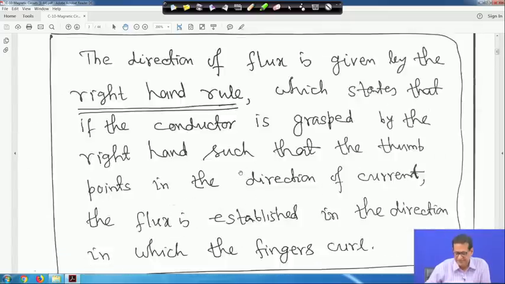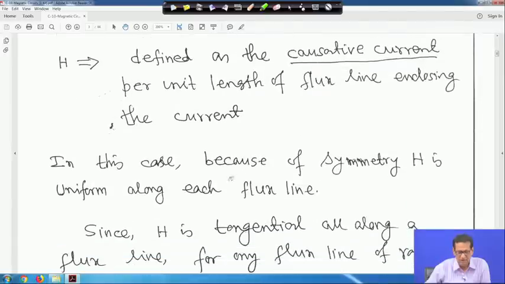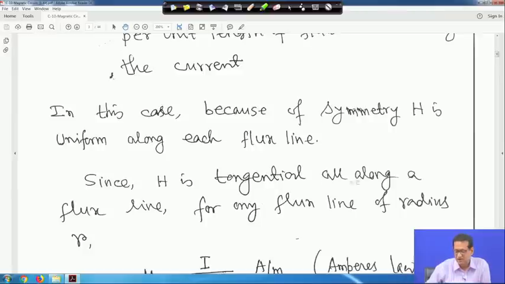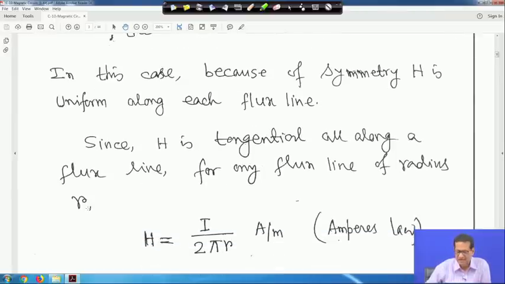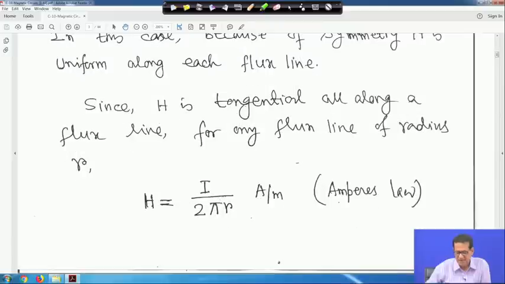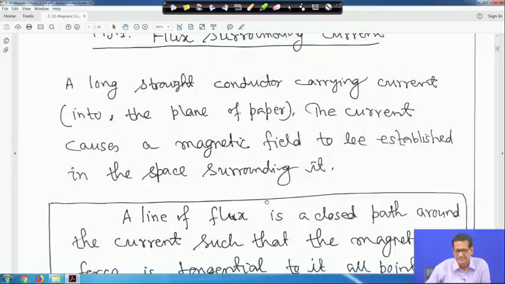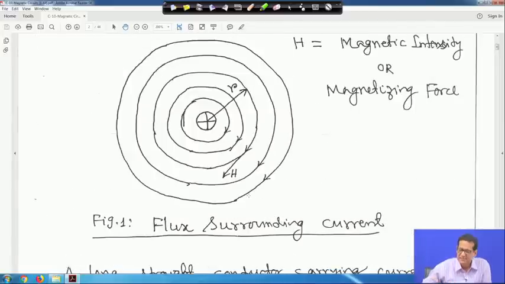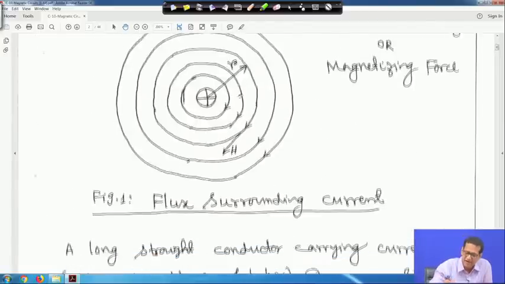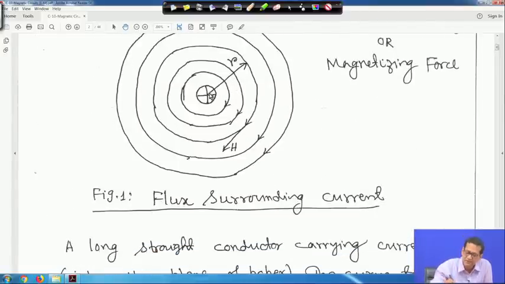In this case, because of symmetry, H is uniform along each flux line. Since H is tangential all along a flux line, for any flux line of radius r, H is equal to I upon 2 pi r ampere per meter. This is the radius of the flux line, r, in the diagram, right?